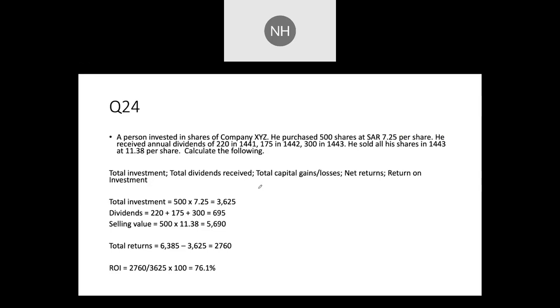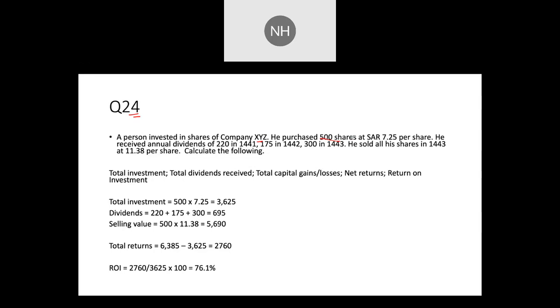So maybe the question number, you just check if this is the same question number, but the question wordings are the same. I have copied and pasted from the final exam review questions. A person invested in shares of company XYZ. He purchased 500 shares. This is a slightly bigger problem, but very easy. You don't have to do much calculation. Very simple calculations. In fact, you don't even need a calculator.